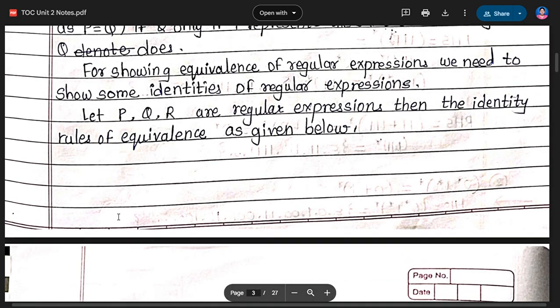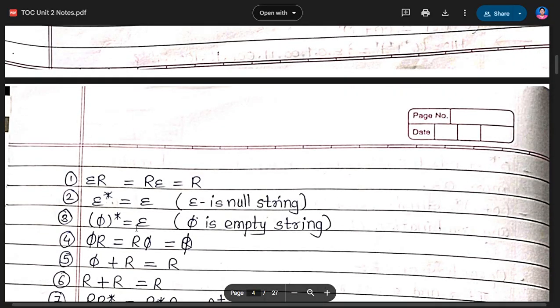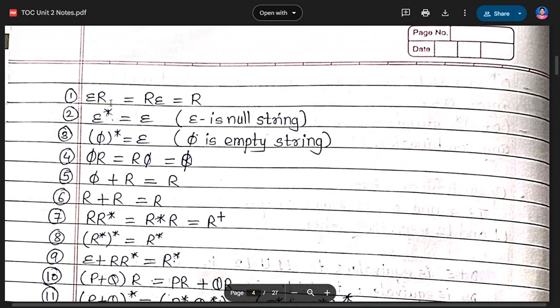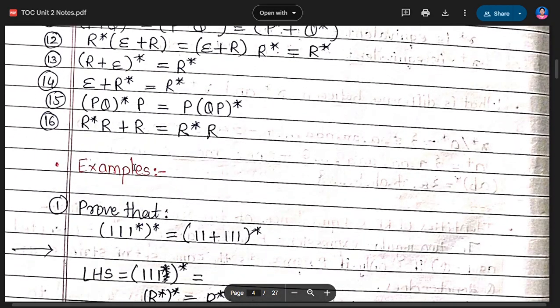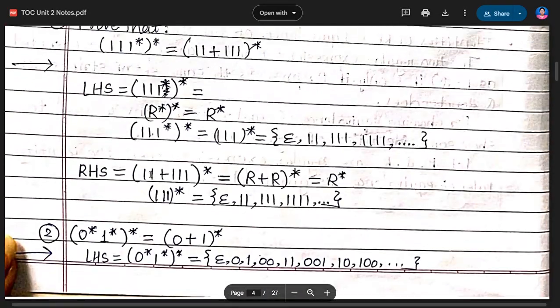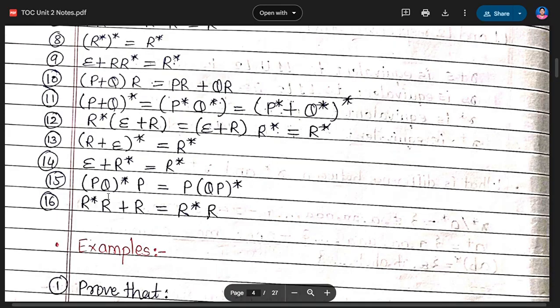These are the equivalence rules. You have to remember all these 16 rules. If you know all the 16 rules, then only you can solve these problems. If you don't remember these 16 rules, you can't solve any problem.